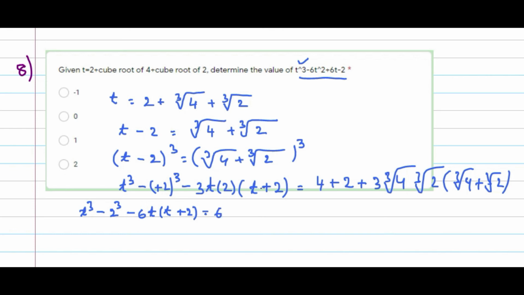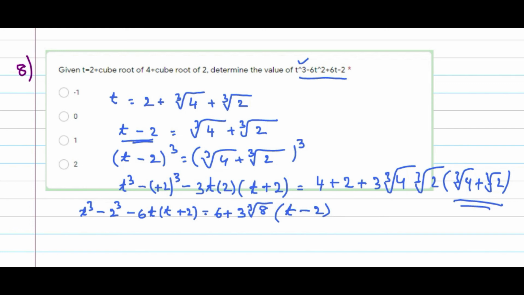6 plus 3 cube root of 4 and 6. 4 2s are 8, so it is cube root of 8, and this one is simply t minus 2. Okay, please substitute that so that it will be easy. T minus 2, that's all.